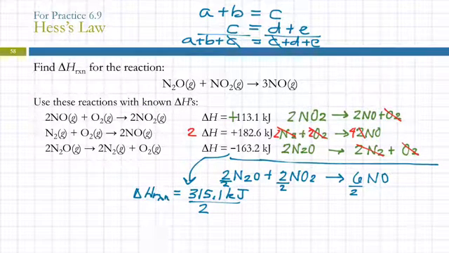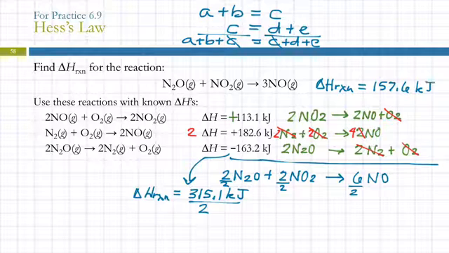And so this is going to be 315 divided by 2. So delta H for that reaction is going to be 157.6 kilojoules. I still have the 1 decimal place, so I rounded it. Any questions?